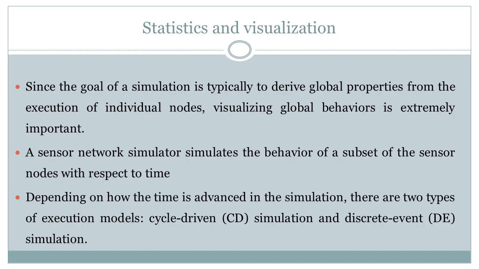A sensor network simulator simulates the behavior of a subset of the sensor nodes with respect to time. Depending on how the time is advanced in the simulation, there are two types of execution models: cycle-driven simulation and discrete event simulation.